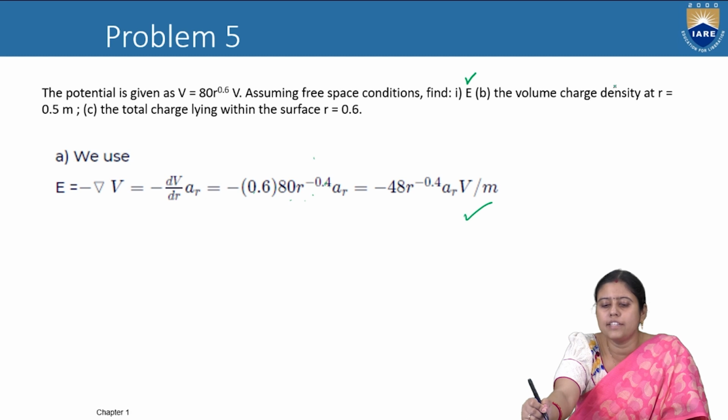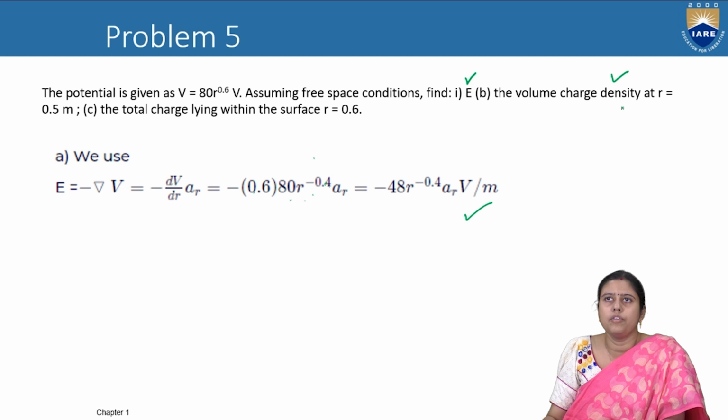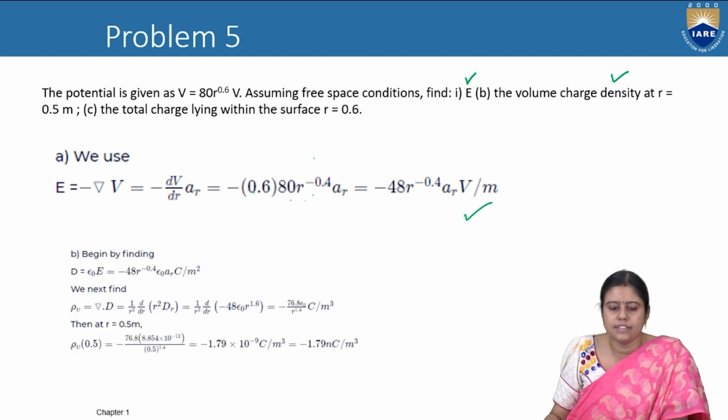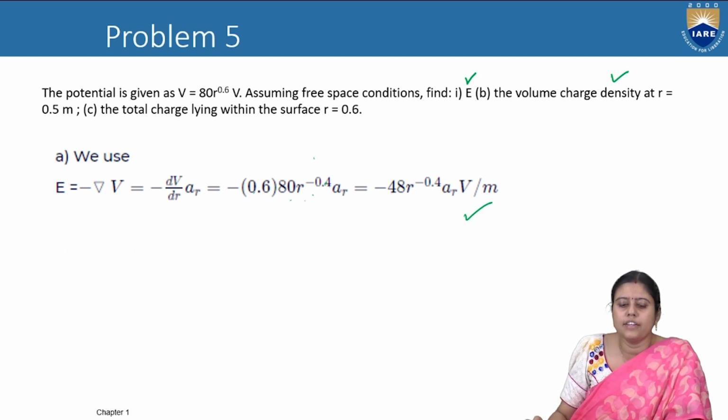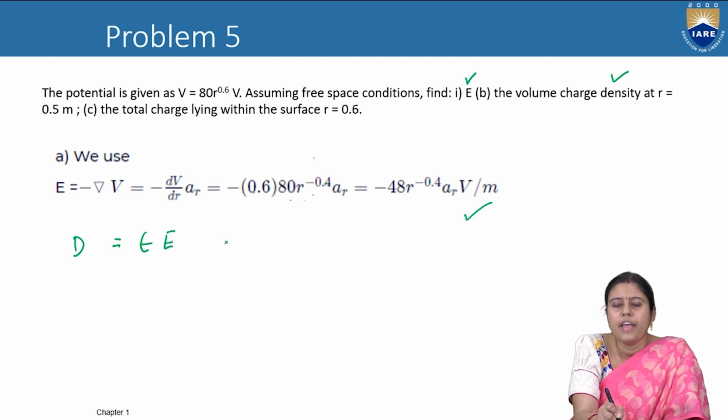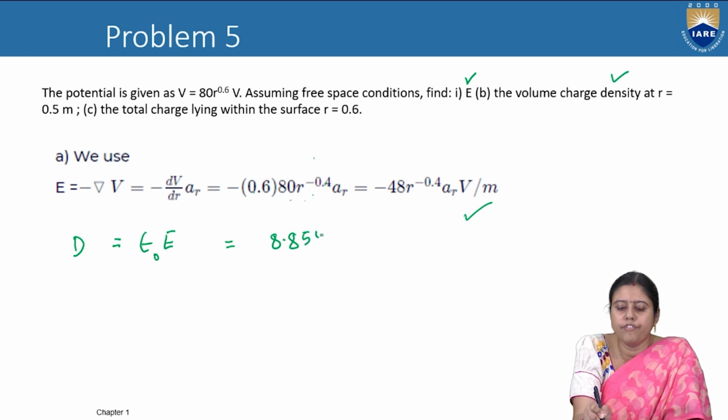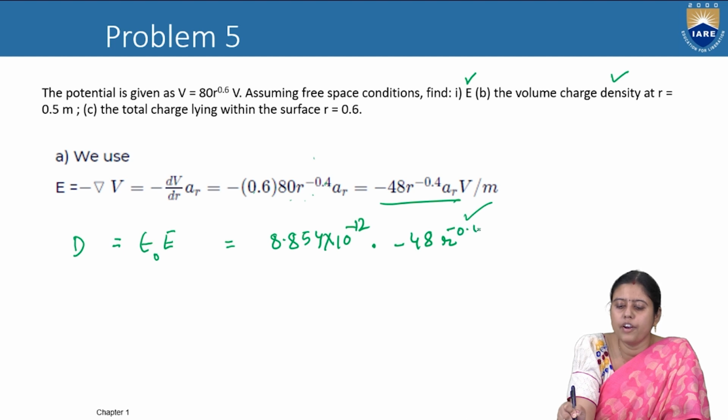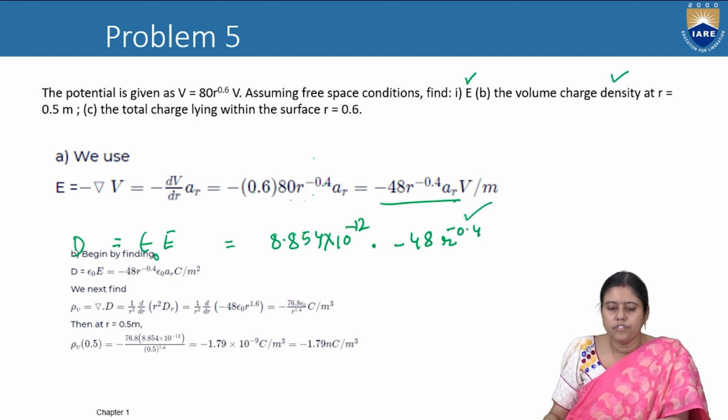Calculate the volume charge density at R is equal to 0.5. We have to calculate the volume charge density. So we can calculate the value of the E. So what is the value of D? D value is epsilon into E. As this is a free space, we can write 8.854 into 10 to the power minus 12 into minus 48 R to the power minus 0.4 AR.